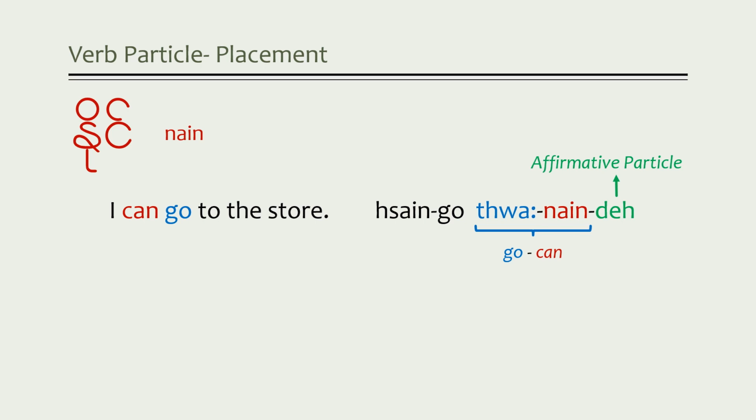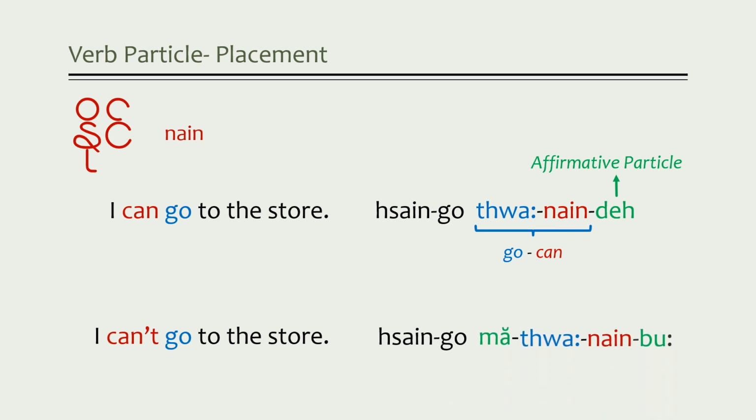Now let's look at how to make this a negative statement. I can't go to the store. In Myanmar, you'd say, Sango matoanaim bu. Now our verb particle combination stays intact, but we replace the affirmative particle with the negative particle pair. One before the verb particle combination and one after. But now let me show you a second particle that also means can and what the difference between the two is.